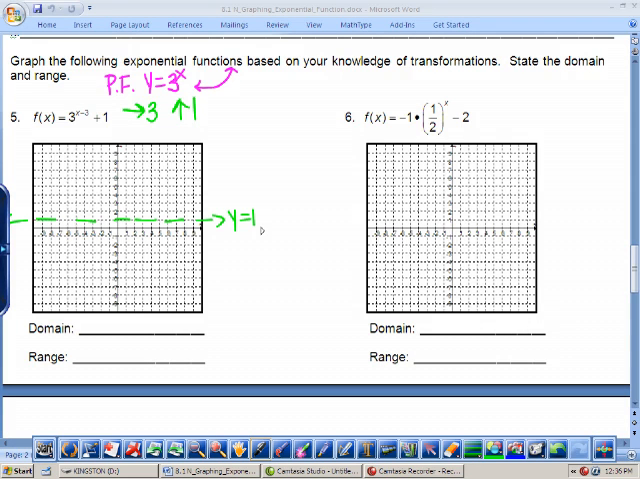Okay with that? All right, now take your point 0, 1 and transform it. Right 3, up 1. We know this is growth, so we're going to follow the path of exponential growth. And we're going to sketch our graph. So 1 point is all you need. For right now, we're just focusing on the shape. Okay, what's the domain? And what's the range?